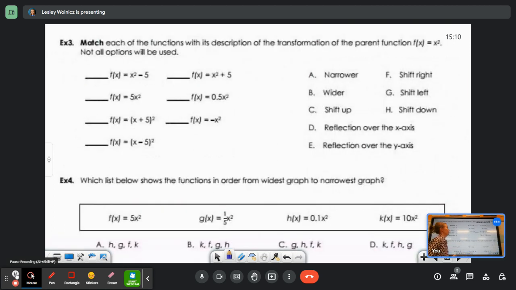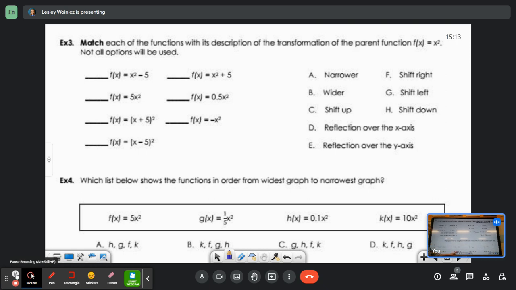We had a problem like this yesterday, but we hadn't done all of our transformations yet. So now we've done them all. I want you to match these up as best you can. I think you can do it in like 2 or 3 minutes. You can talk to the people next to you, get them matched up.